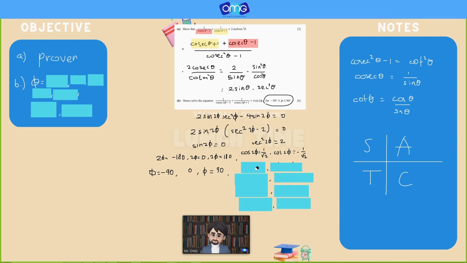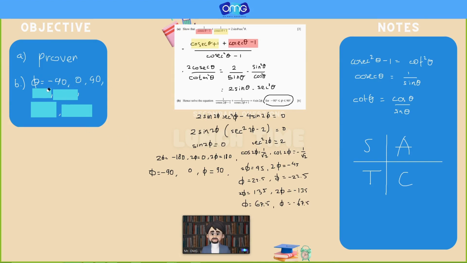And this thing becomes 2c equals 45. This is the first quadrant, and the fourth quadrant, which is minus 45. And the other one will be 2c equals 135, which is the second quadrant, and minus 135, which is the third quadrant. And we get in total 7 answers, which are minus 90, 0, 90, 22.5, minus 22.5, minus 67.5 and 67.5. And that's the answer.